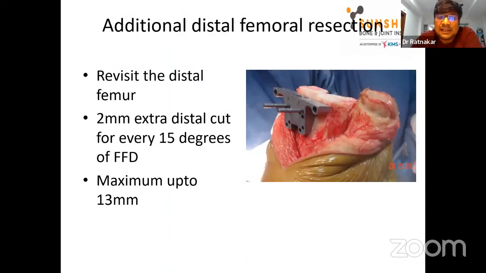So it is said that every 2 millimeters of additional distal femur cut can correct your flexion deformity by 10 to 15 degrees. Maximum, you can go up to 13 to 14 mm of distal femur cut. Beyond 13 to 14 mm of distal femur cut, two things can happen. One, there could be strain on your collaterals. Second, there could be elevation of your joint line leading to patella baja.